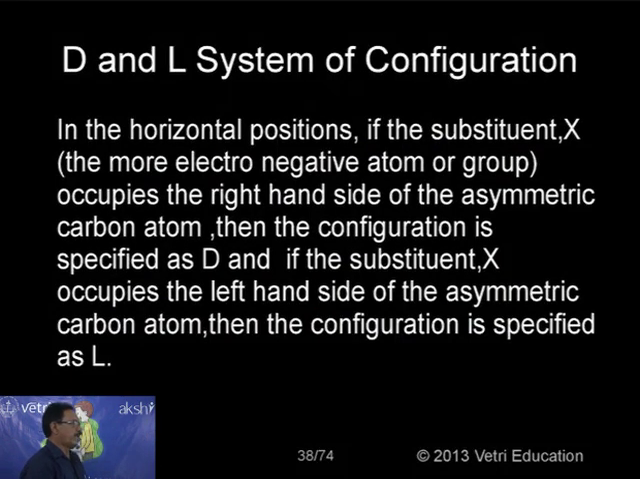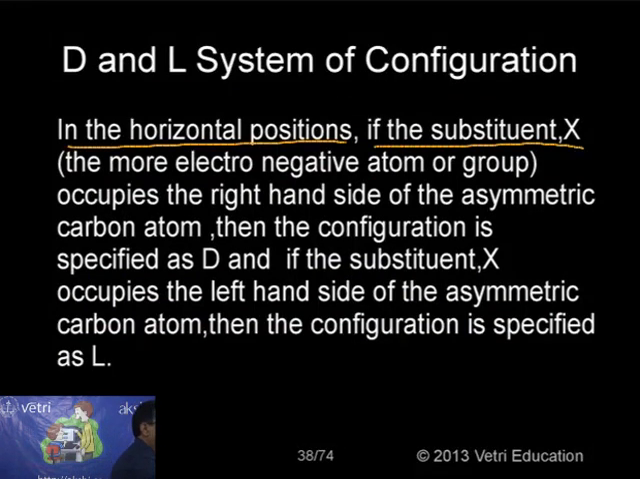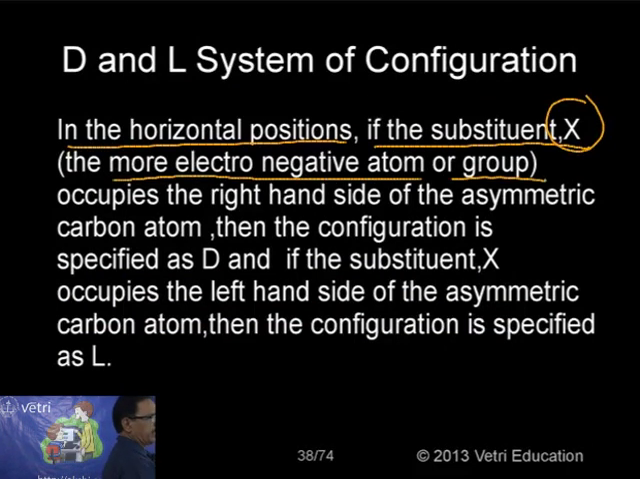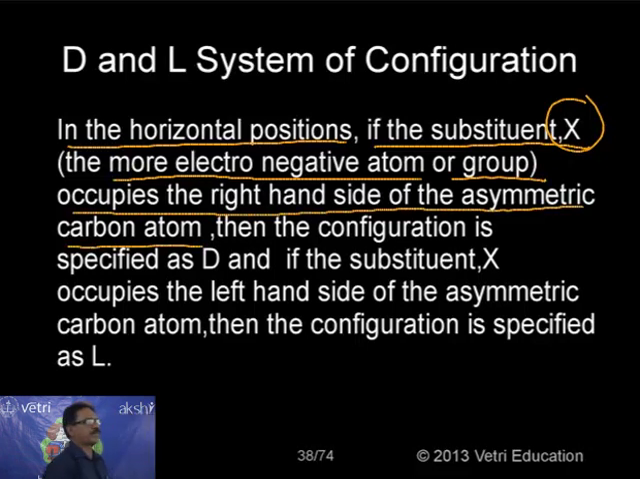Now, in the horizontal positions, if any substituent, let me represent it as X, is a more electronegative atom or group, and it occupies the right-hand side of the asymmetric carbon atom, then we assign the configuration as D. It is D.